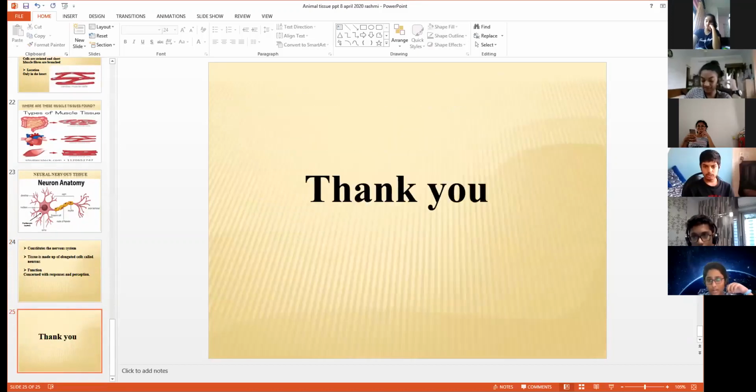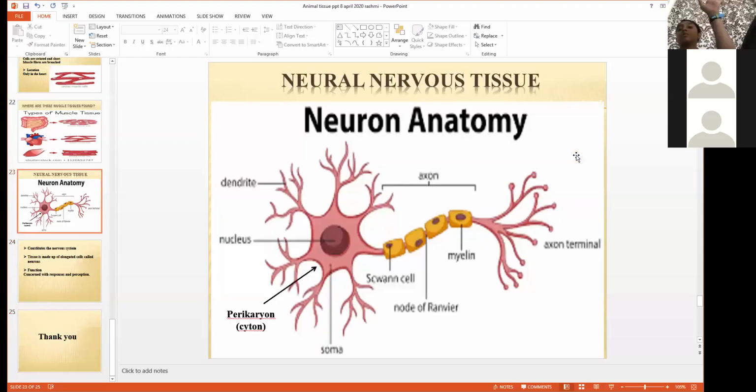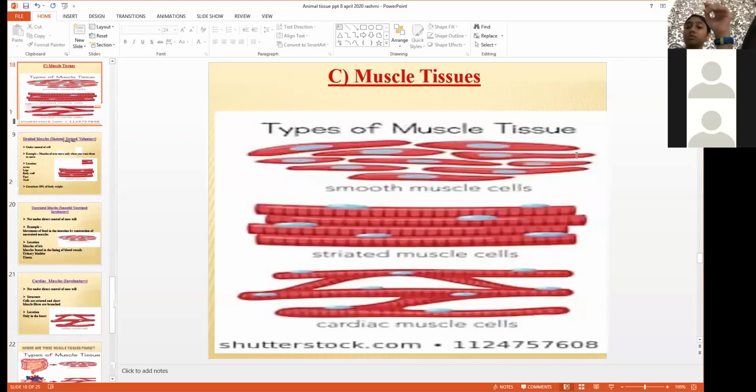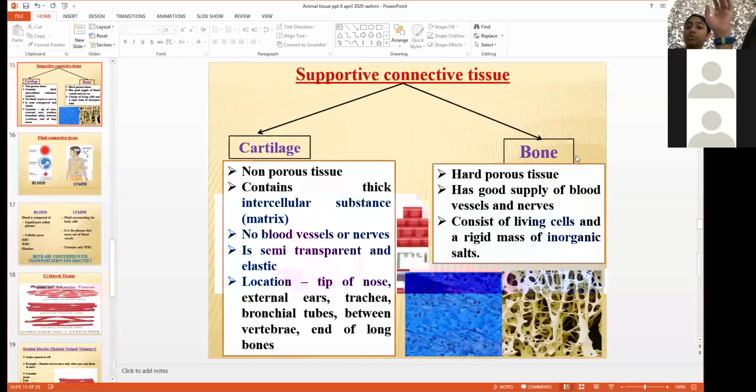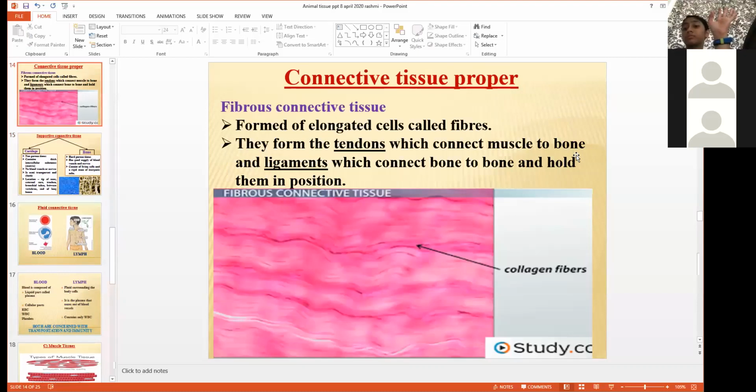Can you again go back to the slide? Which slide? The fibrous connective tissue. I forgot to take a pic of it. This one? Yeah, ma'am. This one. Wait, ma'am. No, not that. This one. Any more questions, children?